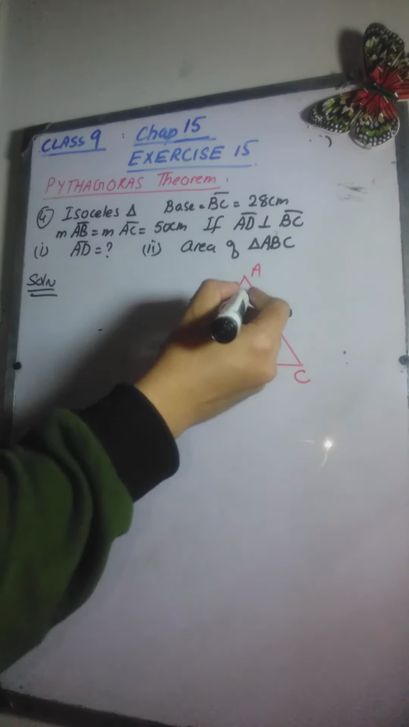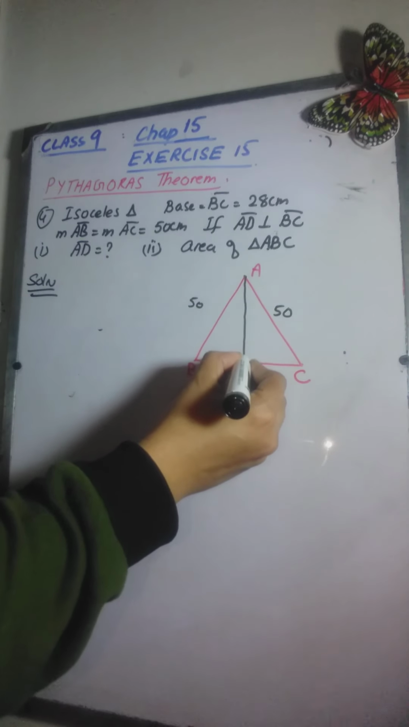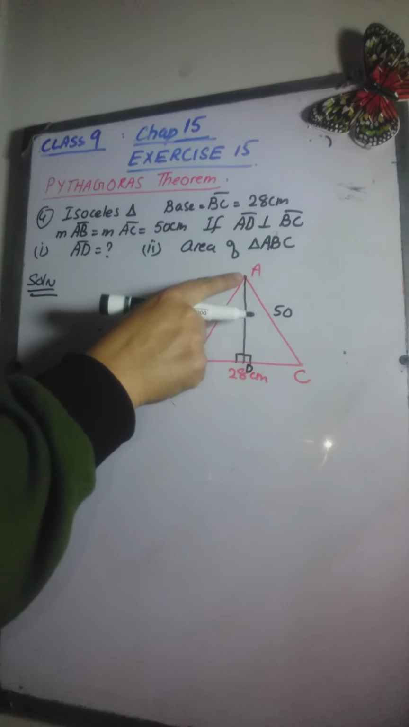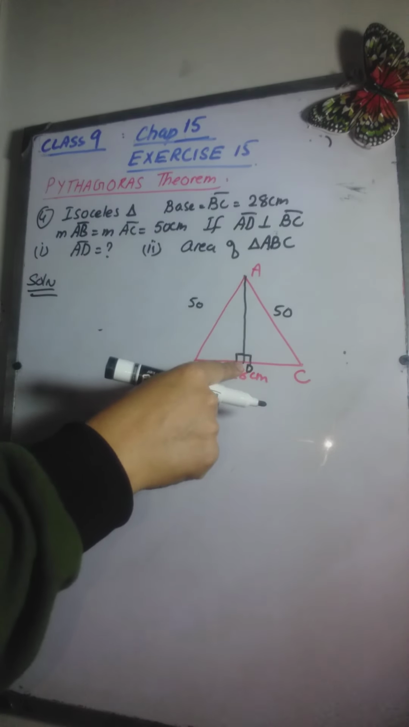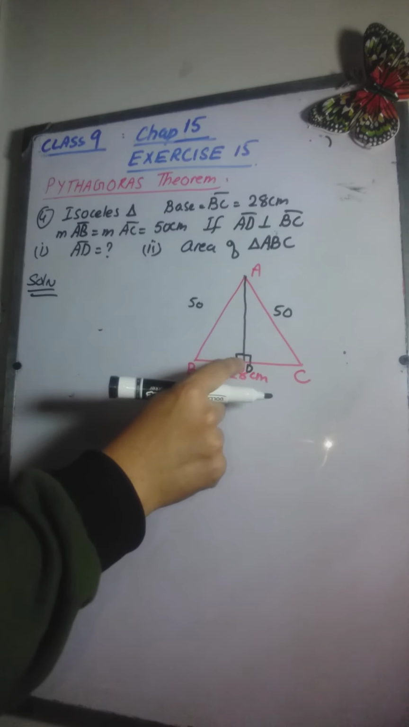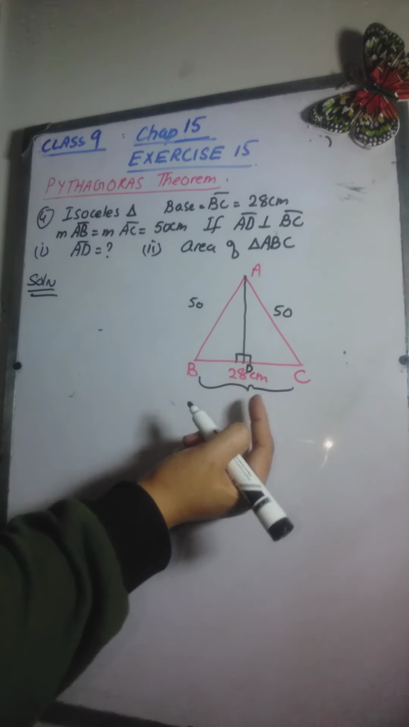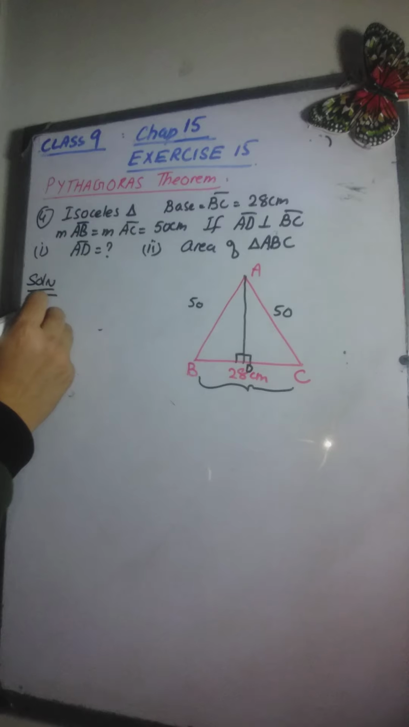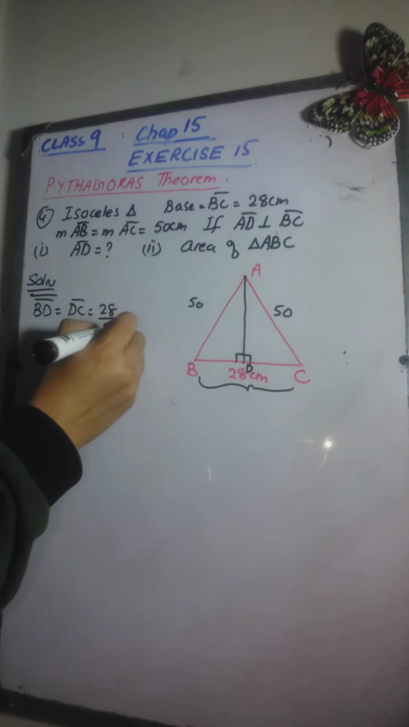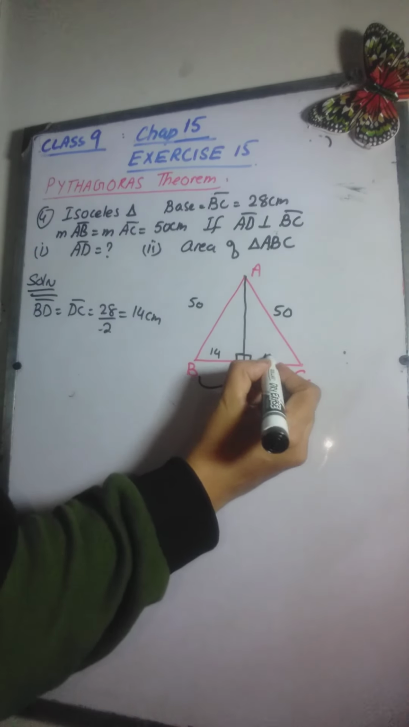If AD is perpendicular to BC, it means that we have drawn a perpendicular from A, which is AD. Now we know that whenever we drop a perpendicular from A on the base of an isosceles triangle, this perpendicular will cut BC into two equal halves. It means that if the full length is 28 centimeter, then BD will be equal to DC and equal to half of 28, which is 14 centimeter. So this length is 14 centimeter, and this is also 14 centimeter.